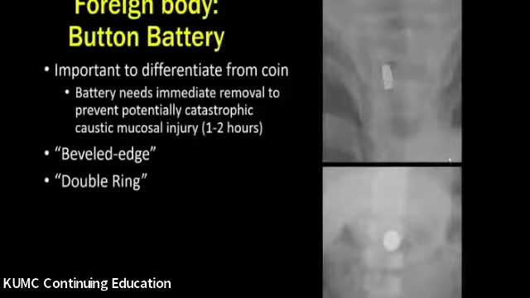So this is a button battery ingestion. It's important to differentiate the button battery from a coin. The battery is going to need immediate removal due to potentially catastrophic mucosal injury. Again, we're looking for that beveled edge appearance and then the double ring, or the ring in the ring.